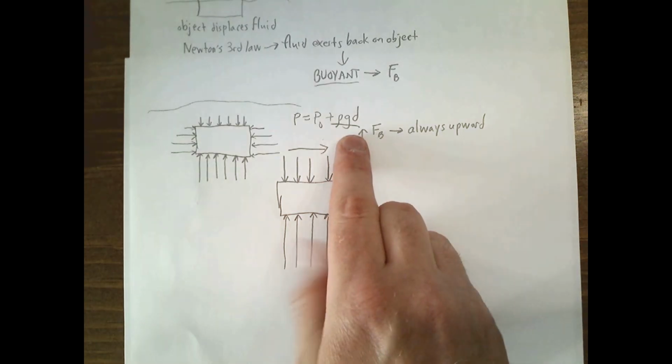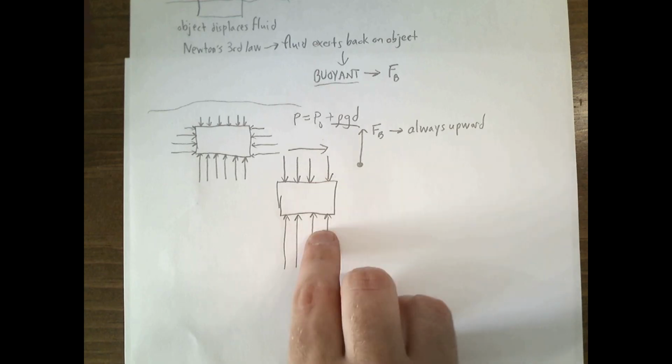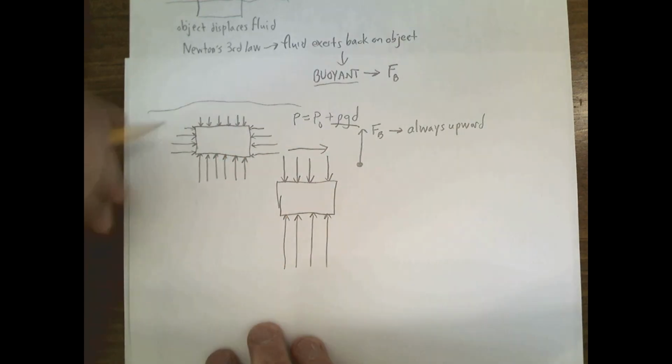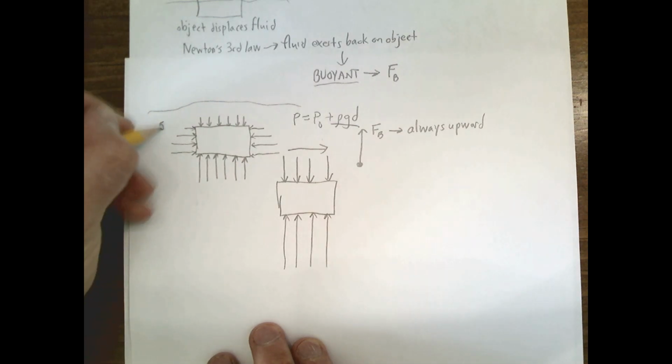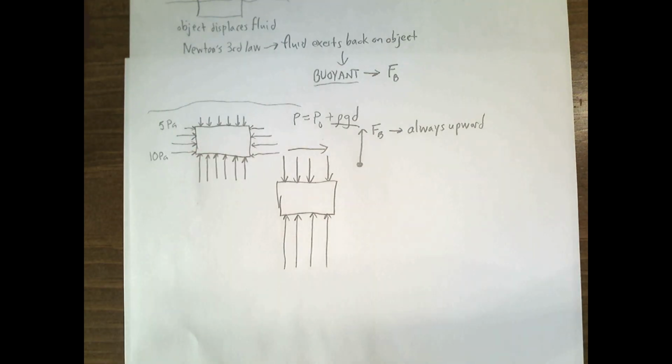Since the pressure increases with depth linearly, it's really just the difference between the top and the bottom. The pressure up here might be 5 pascals. The pressure on the bottom might be 10 pascals, if this is a 5 meter tall object. That's huge, but just work with me here.